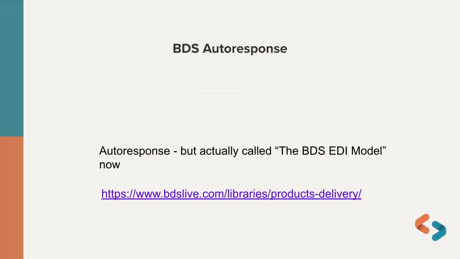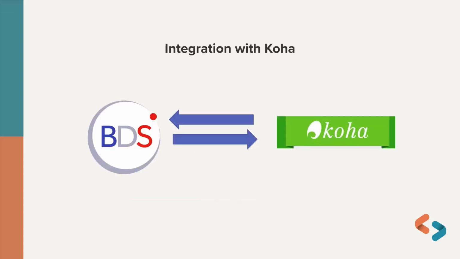And that's called, well, we call it BDS Auto Response. But I realized when I was preparing this that they called it the BDS EDI model. So I thought we wouldn't change the name because we're used to it being BDS Auto Response. What it's about, really, for us, is how BDS integrates with Koha, which it does in a two-way direction. So we can send records to them, those records get enhanced, and then they're sent back to Koha.